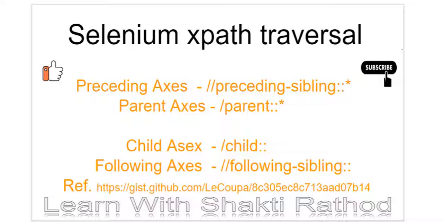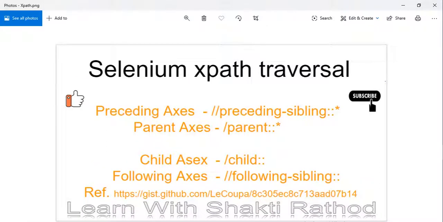Also we use traversing when we have column table values, where we need to travel from one column to another column, or from one row to another row. That time also this method is very useful. So I will just show you some quick examples.